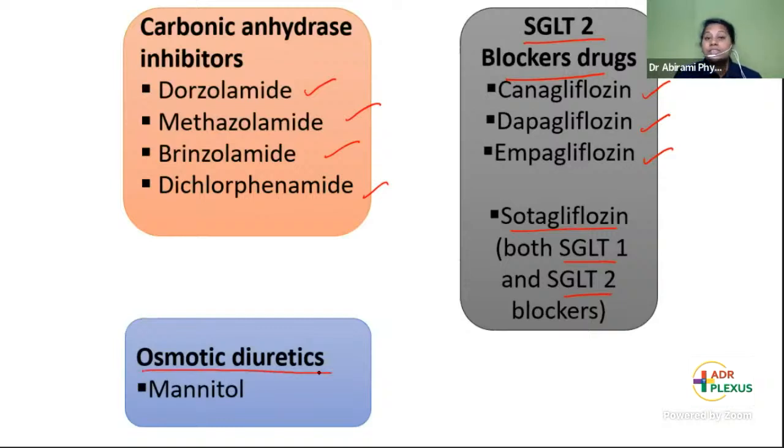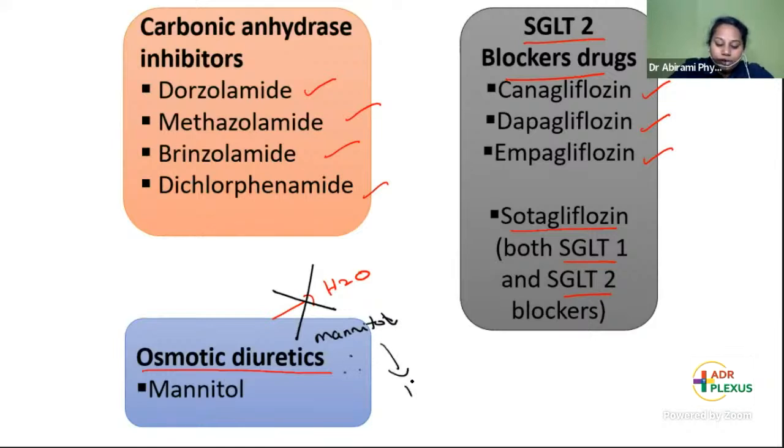Osmotic diuretics. Osmotic diuretics act at the level of PCT. What is osmosis? Reabsorption of water is called osmosis. So what is an osmotic diuretic? It blocks the reabsorption of water. When you give mannitol, mannitol stays in the lumen. It blocks the reabsorption of water. Therefore, all the water comes out in urine, which is called diuresis. It will keep attracting water. That's why mannitol is called an osmotic diuretic. So these are the clinical and pharmacological applications at the level of PCT.